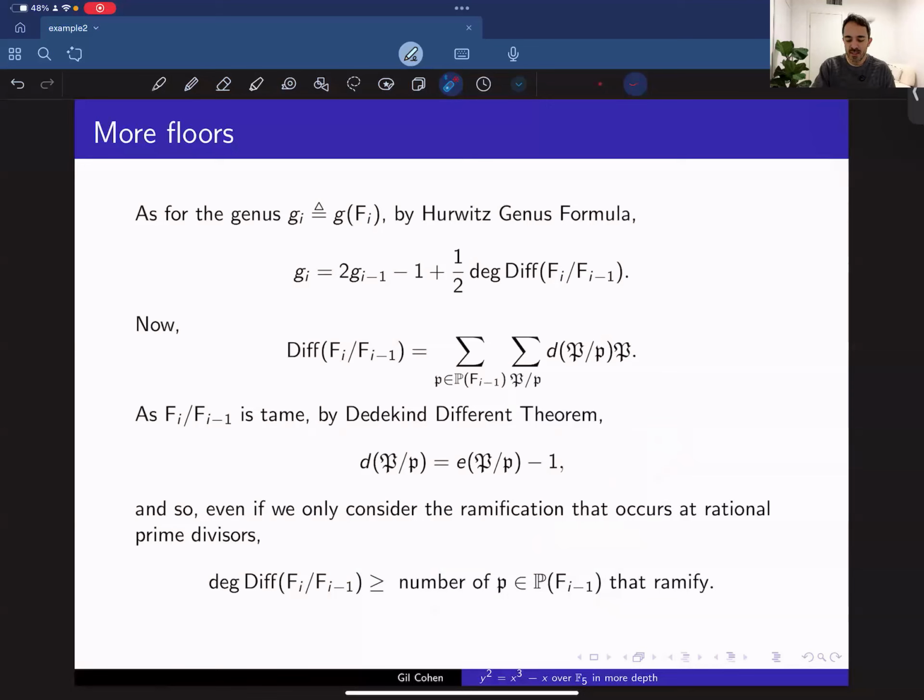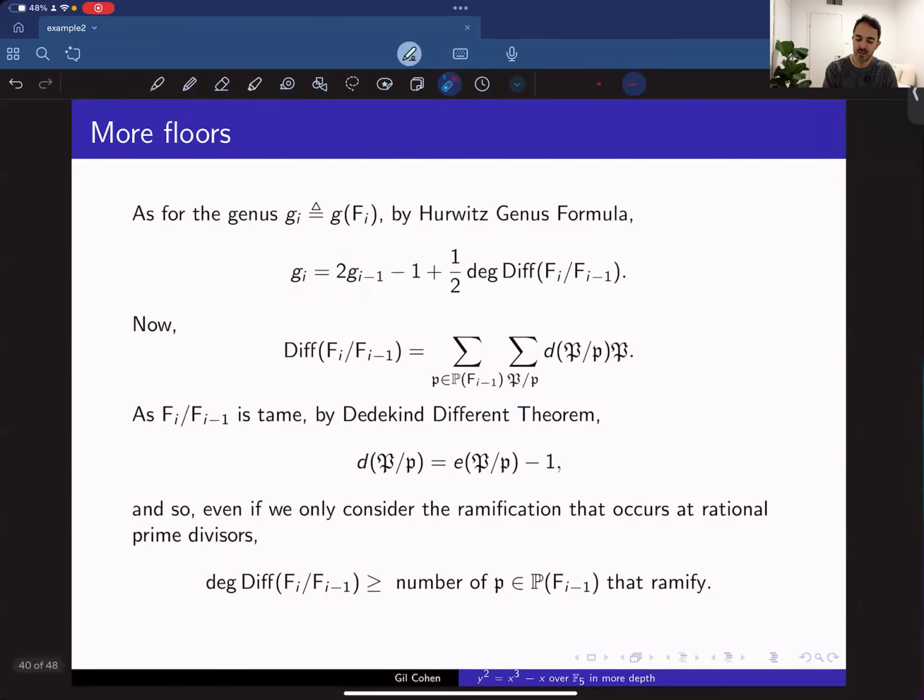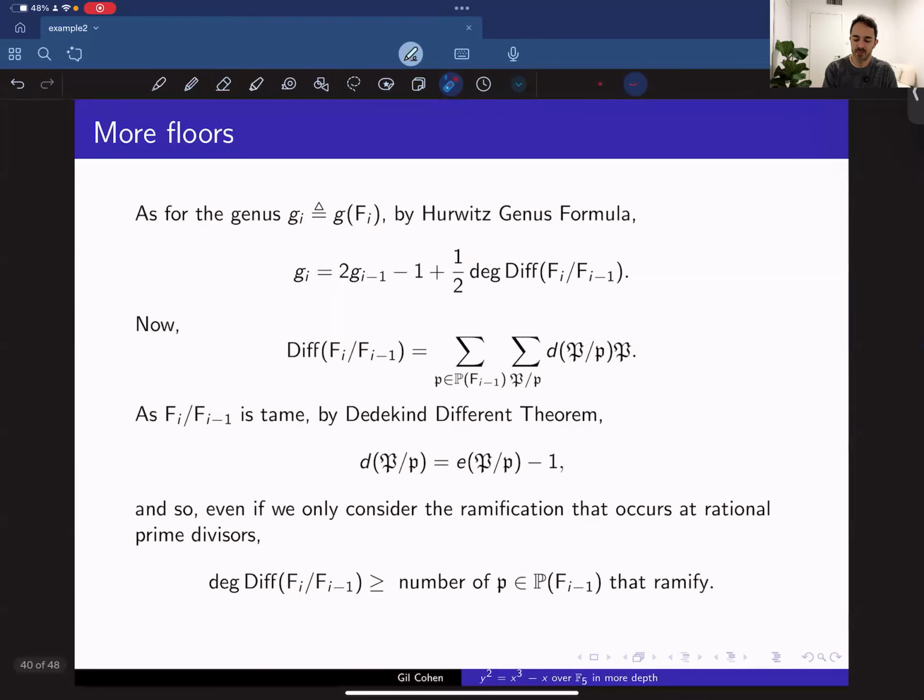Anyhow, what about the genus? So I actually don't know, I didn't verify what the genus is, but I know how to give a lower bound on it. That's easy. So we know that according to the Hurwitz genus formula, g_i is 2 g_{i-1} minus 1 plus half the degree of the different, for the extension F_i over F_{i-1}.